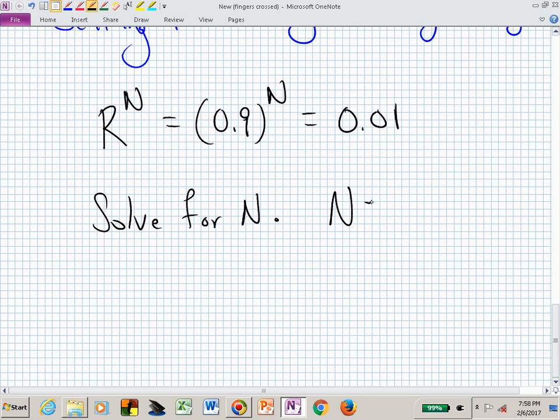If we take the log base 10 of 0.01, which is 10 to the minus 2, that's minus 2, so N is minus 2 over log base 10 of R, which was the 0.9, and that ends up being 43. Log of 0.9 is minus 0.04 something, so that's quite a few sample periods before you settle. 43.